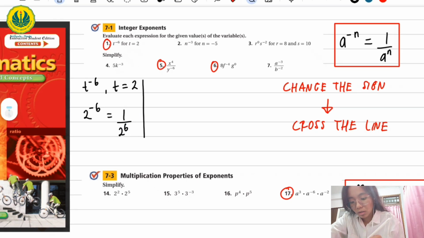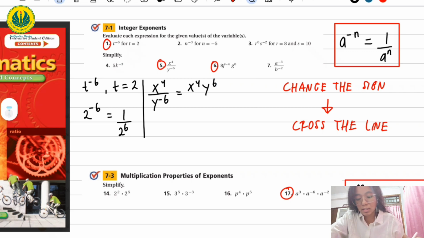Next question, number 5: x to the power of 4 over y to the power of negative 6. As we know before, when we want to change the sign, we cross the line. So we put y to the top, and we get x to the power of 4, y to the power of 6, just like that.